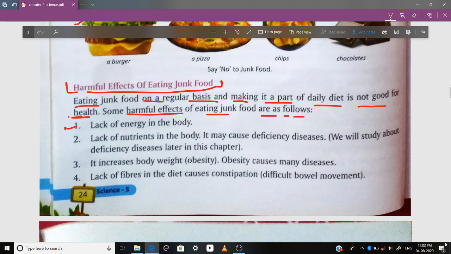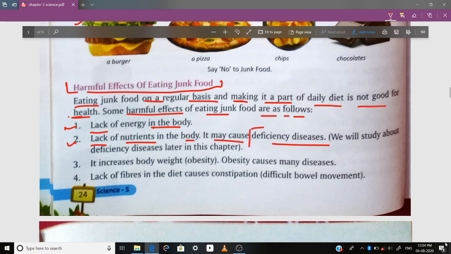Number one, lack of energy in the body. When we have too much junk food, our body doesn't get carbohydrate. That is why we lack energy in the body, and due to the lack of energy we are not able to do any work. So number one point is lack of energy. Number two, lack of nutrients in the body. It may cause deficiency diseases.